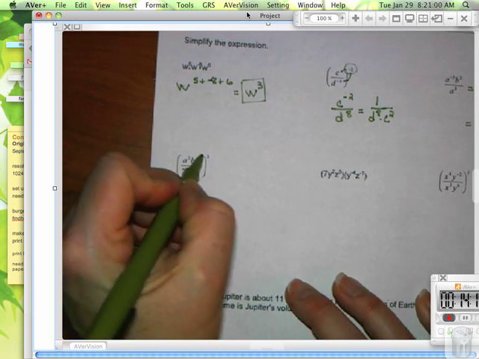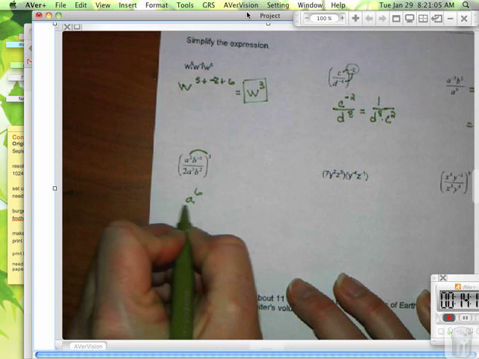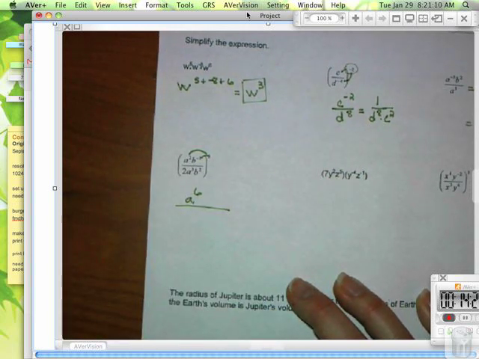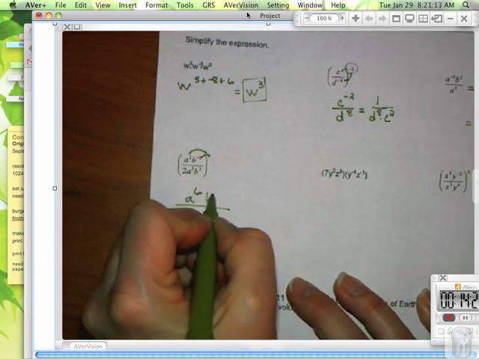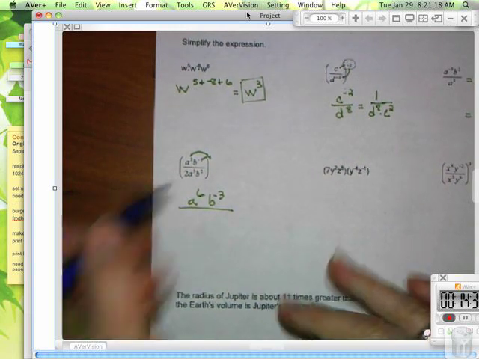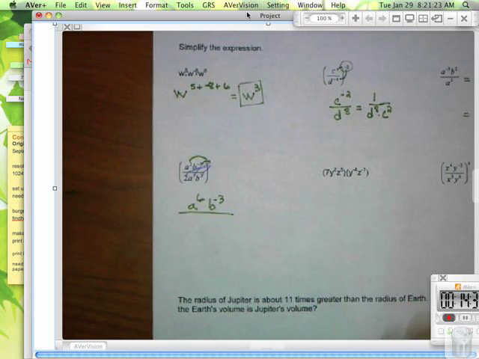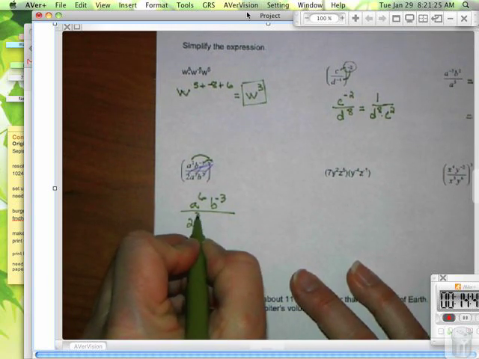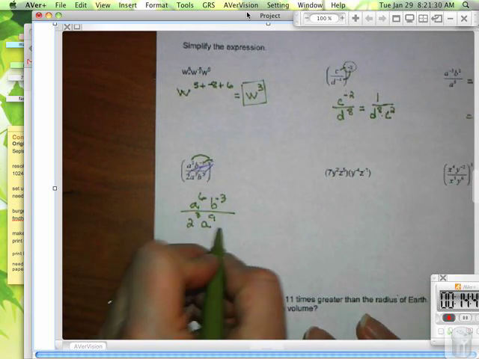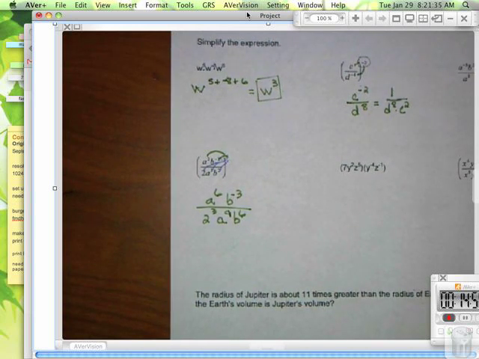So I'm going to do the 3a squared to the 3rd, which would be a to the 6th, b to the negative 1 raised to the 3rd, which would be b to the negative 3, and I'll take care of that negative in a second. Then you've got to take that 3 and raise it to everything in the denominator as well. So I have 2 to the 3rd, a to the 9th, and b to the 6th. Now let's see what I have, and I'm going to make it pretty now.